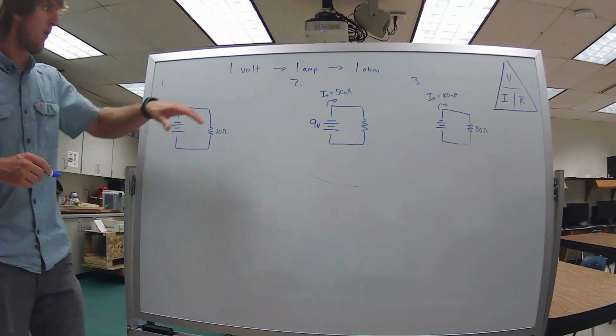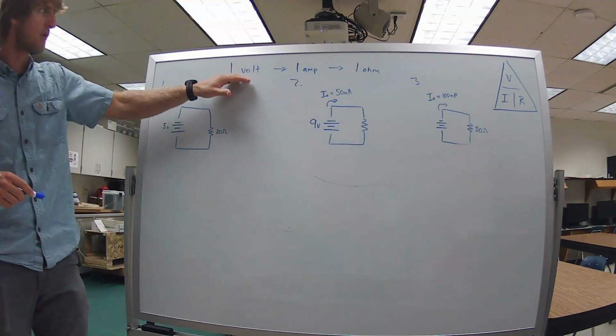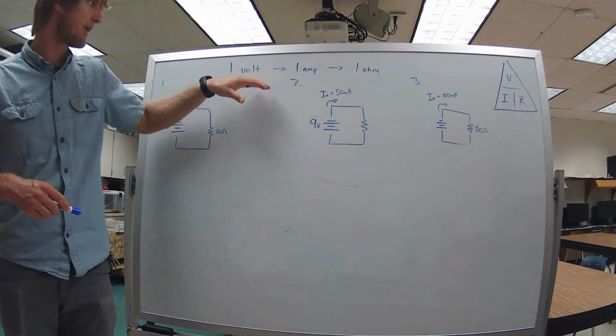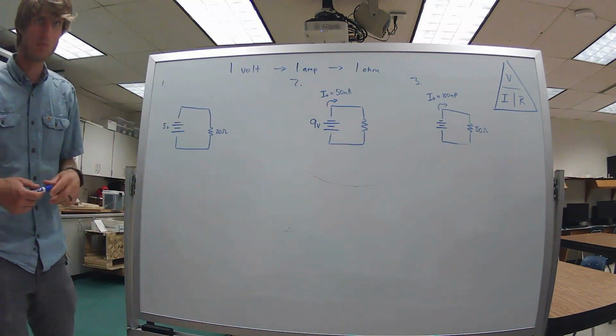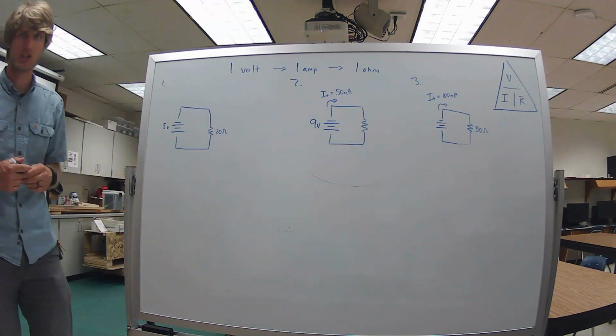So for example, if we have 1 volt push 1 amp through 1 ohm, if we change this to having 2 volts, it will push 2 amps through 1 ohm. Or if we leave it as 1 volt and we increase our resistance to 2 ohms, it'll be a ½ an amp pushed through that with 1 volt. So there's a relationship between all of them.